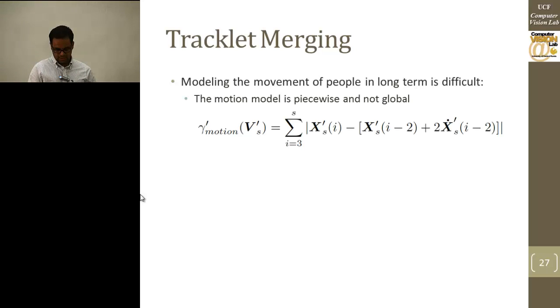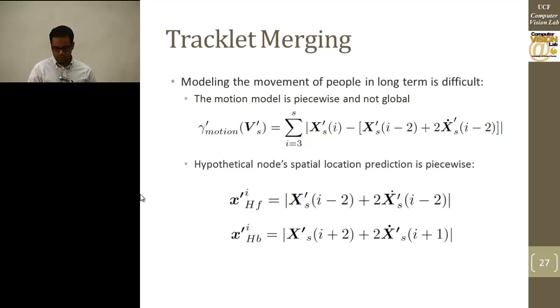Because of that, our motion model this time is local, which means we just use the part immediately after or behind each node for predicting the cost based on motion. And also for the hypothetical nodes, we don't fit a model to the whole feasible solution. We just use the local model. We have a forward hypothetical node and a backward one. It's because for the beginning of the trajectory, there is no part behind it, so we use backward hypothetical nodes. For the end of the trajectory, there is no part after it to predict the location, so we actually use the part behind it.